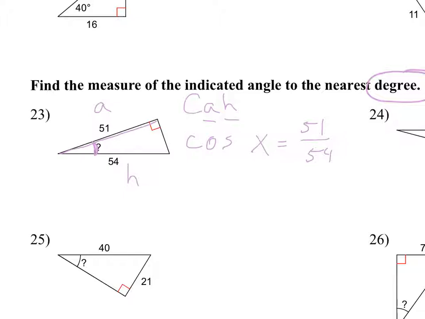We're going to hit second cosine, which our calculator is going to look like that, and we input 51 divided by 54. Hit enter, you get your answer, rounding it to the nearest degree. That angle is 19 degrees.